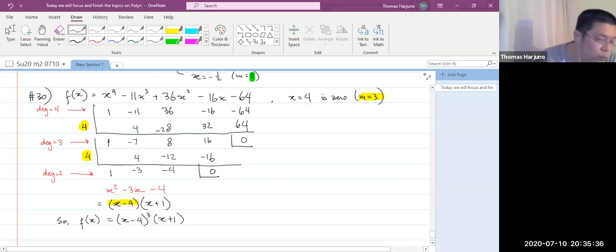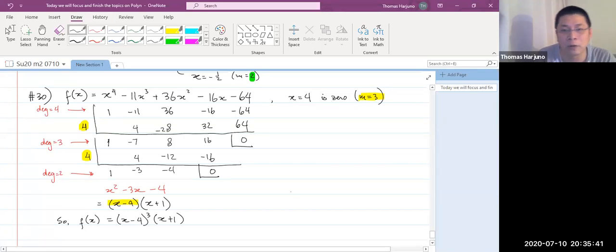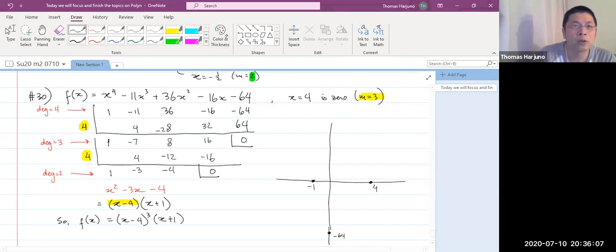Now, if we try to, for example, sketch the graph of these, just out of curiosity: the x-intercepts are (4,0) with degree 3 and (-1,0) with degree 1. The y-intercept is (0,-64). The degree is 4 with a positive leading coefficient, so both ends must go up.